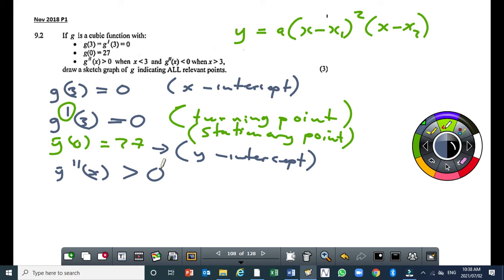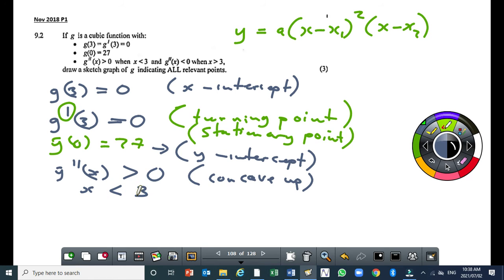Now, if it's concave up, do we have a minimum turning point or a maximum turning point? The minimum turning point. Concave up means the graph is happy. So this means the graph is concave up. Now it's concave up when x is less than what? 3. It's concave up when x is less than 3.